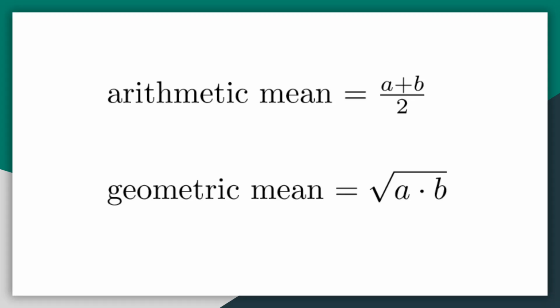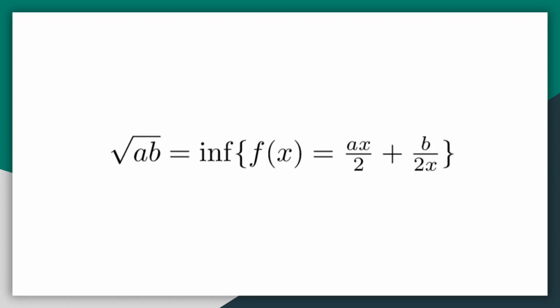Now you may be familiar with the arithmetic mean of two numbers, A and B, where we add A and B and then divide by 2. However, the geometric mean of two numbers, A and B, is just the square root of A times B. What's really cool about this particular geometric mean is that it has been shown that this is equal to the infimum of the function f of x is equal to ax over 2 plus b over 2x. I don't have time for an extensive proof showing it's true, but how about a simple example as proof?